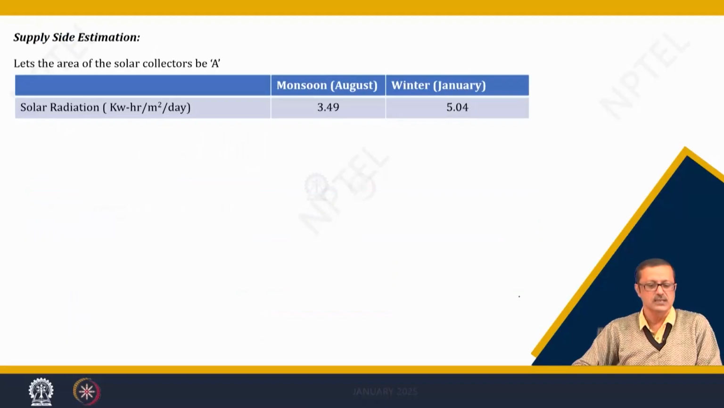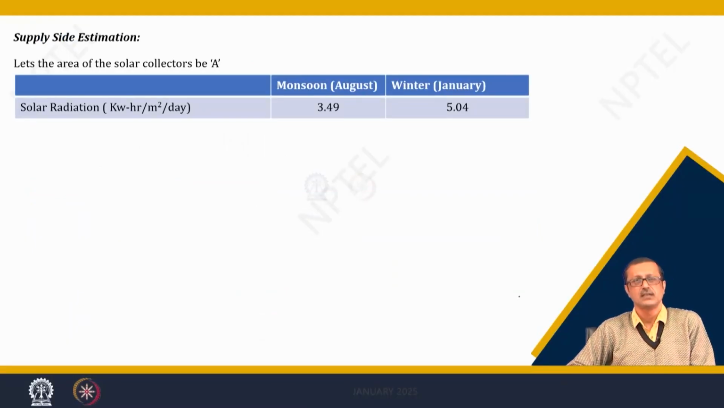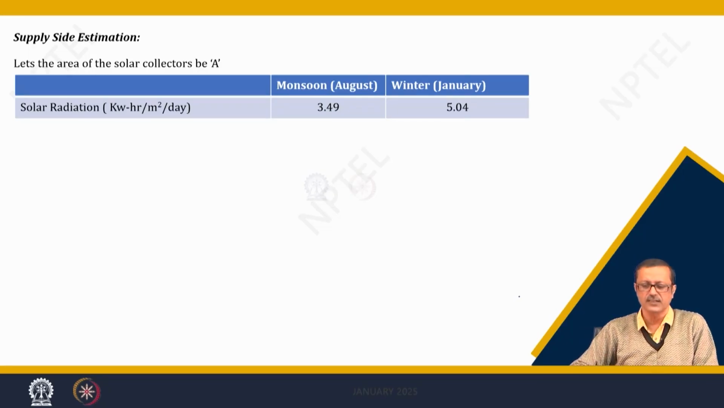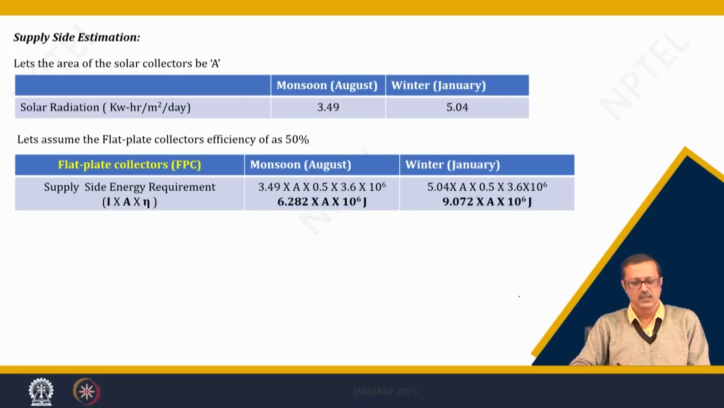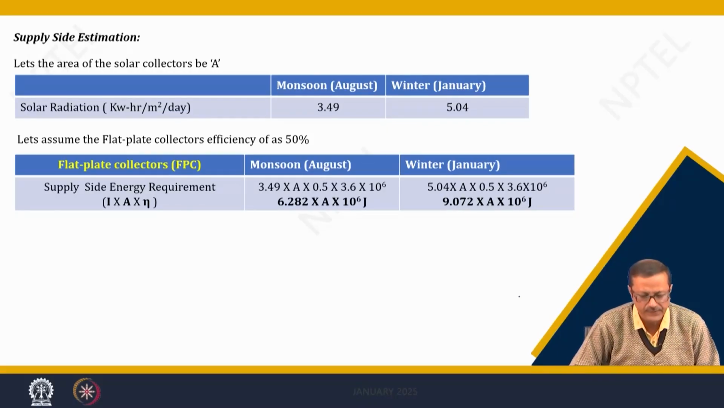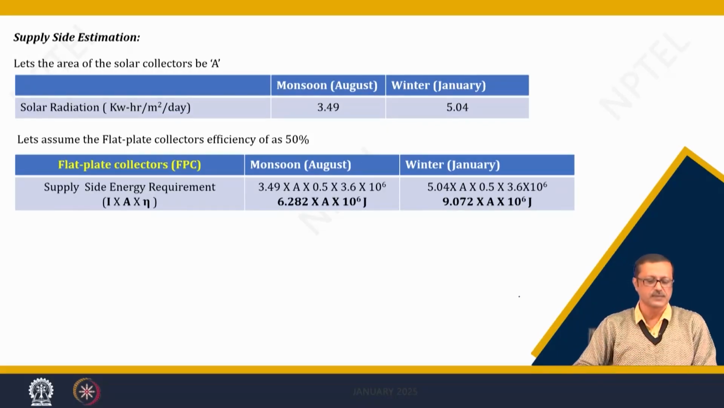Next, let us go to the supply side condition. In the supply side, who is going to supply me? The solar radiation is supplying, and this solar radiation again has a fluctuation: monsoon is 3.49 and winter is 5.04 kilowatt hour per meter square per day. Now let us come back to the two types of collector, the flat plate collector and the other, and take things differently in the supply side, because the efficiencies are different.